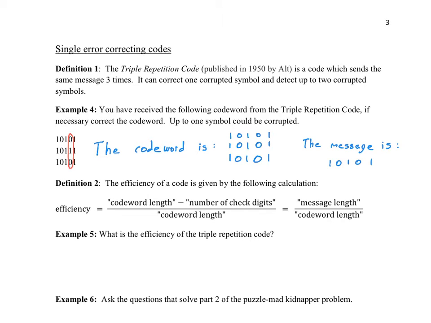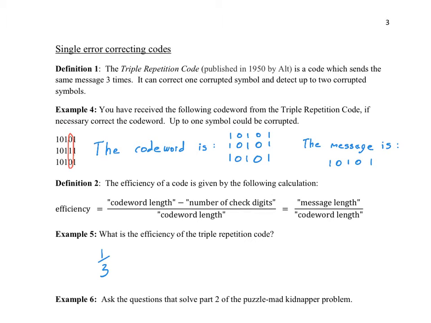Another way to measure the efficiency is to take the code word length, all of this amount here, and then subtract the number of check digits. The check digits are anything extra. All of these in this context are check digits because they're all extra to the message. These 10 digits are just added to make sure that the message gets across correctly. So what would the efficiency of the triple repetition code be? Well, it would be a 1/3 type of efficiency.